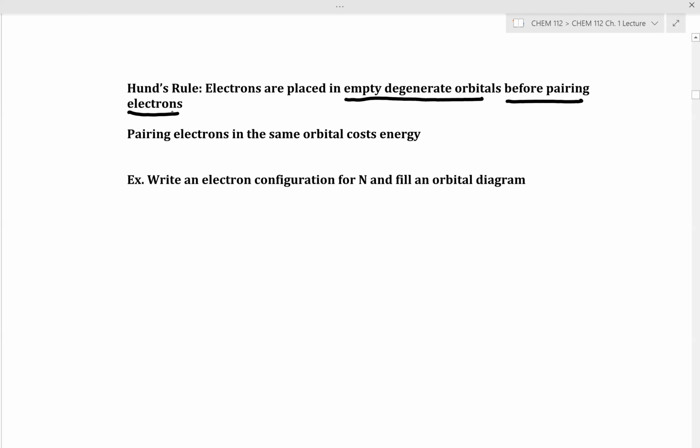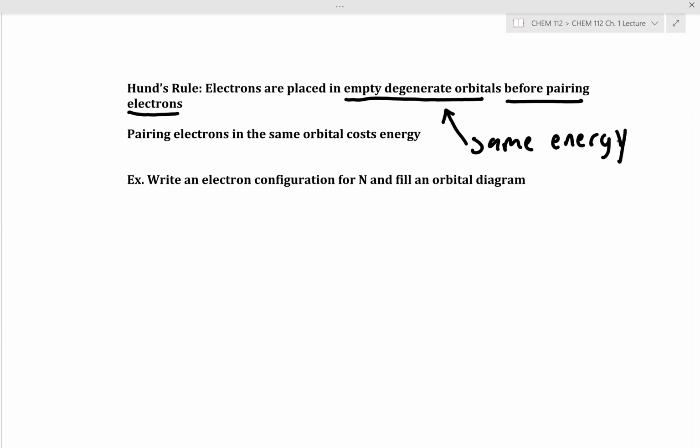So just as a refresher, what do we mean by degenerate orbitals? What does that word tell us? Does it tell us something about orbital energy? What does it tell us? It's the same. Yep, same energy, exactly. So if you have a set of orbitals with the same energy, you fill the empty degenerate orbitals first.